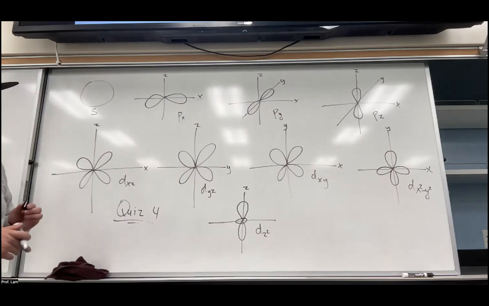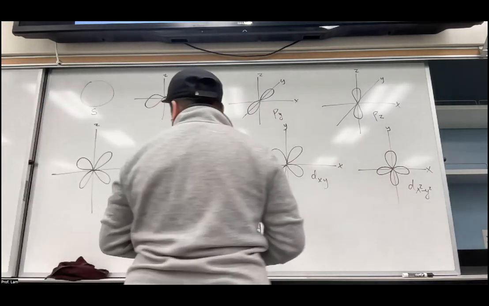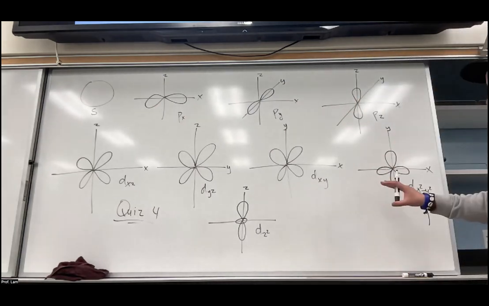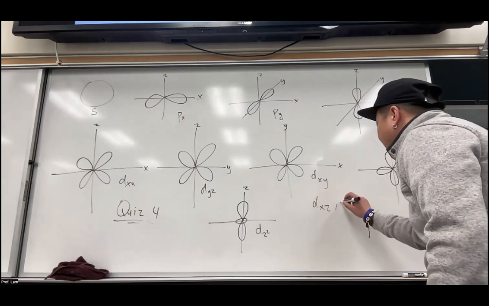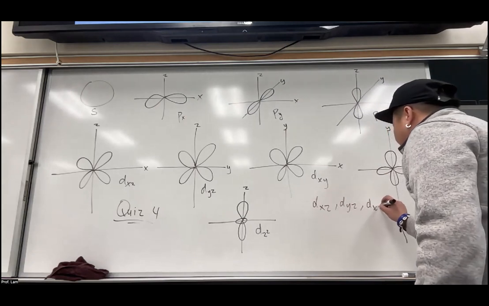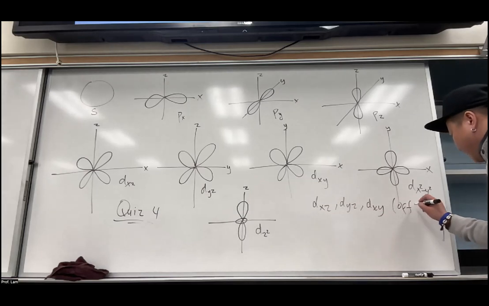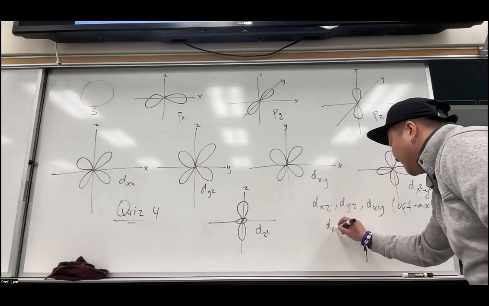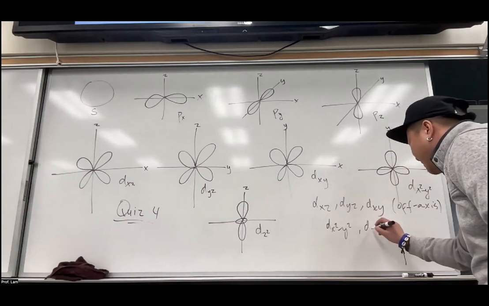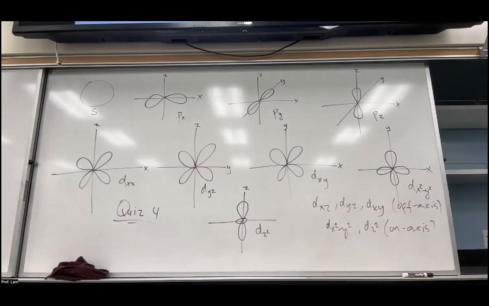So a tip for you guys in learning the d orbitals, because the first 4 is really easy, right? The s and p orbitals are easy. The d, I would memorize the name first. So dxz, dyz, dxy. I would memorize the set of 3. This is off axis, right? Then the set of 2 is dx squared minus y squared and dz squared. This is on axis. That's how I would memorize it.